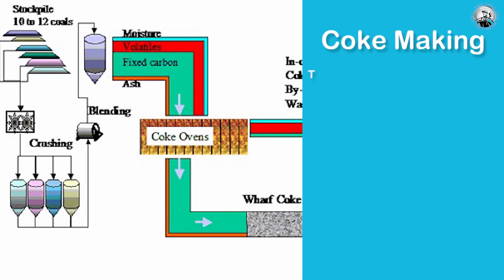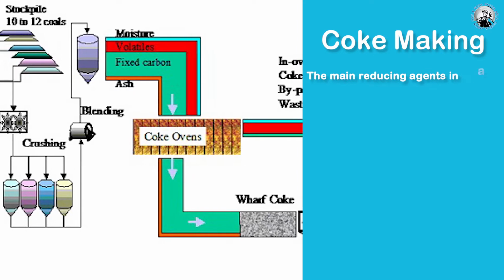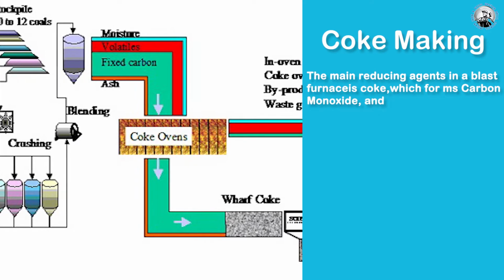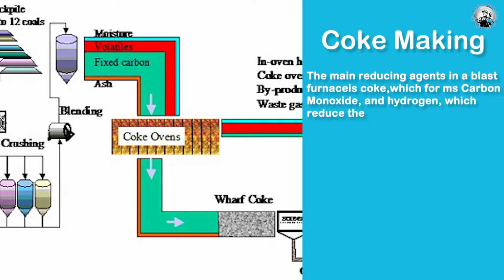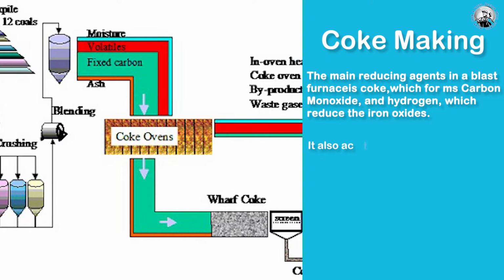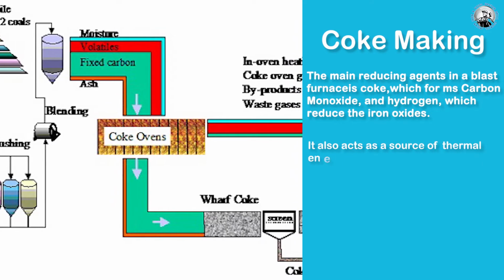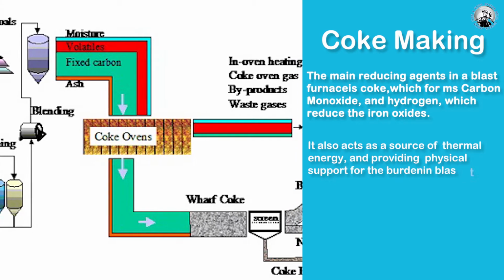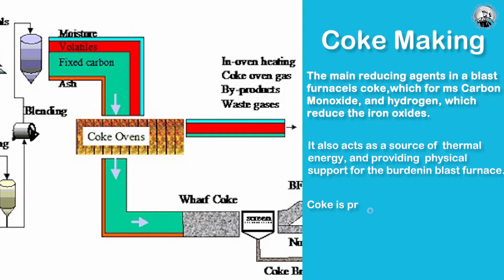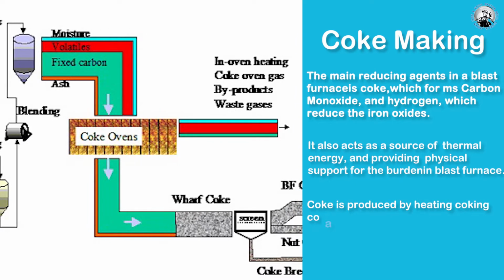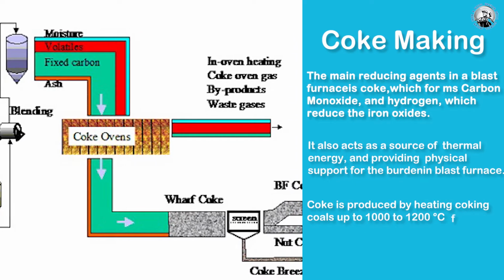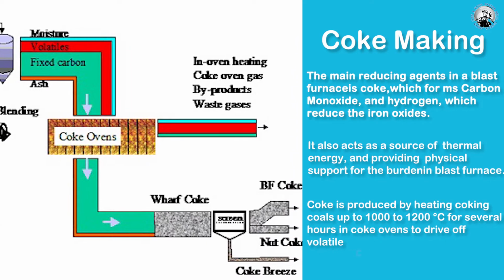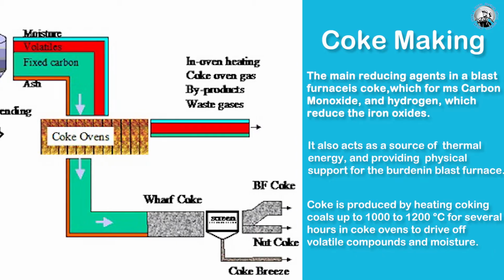Coke making. The main reducing agent in a blast furnace is coke, which forms carbon monoxide and hydrogen, which reduce iron oxide. It also acts as a source of thermal energy and provides physical support for the burden in the blast furnace. Coke is produced by heating coal up to 1000 to 1200 degrees Celsius for several hours in coke ovens to drive off volatile compounds and moisture.